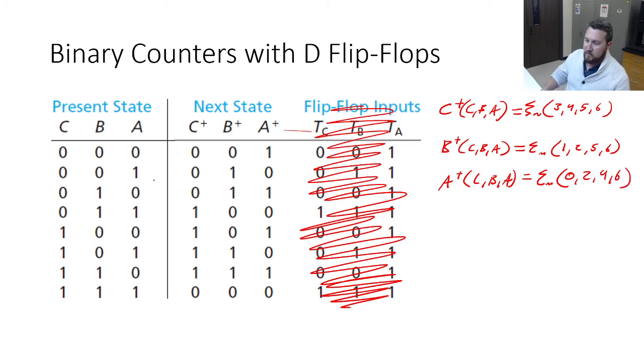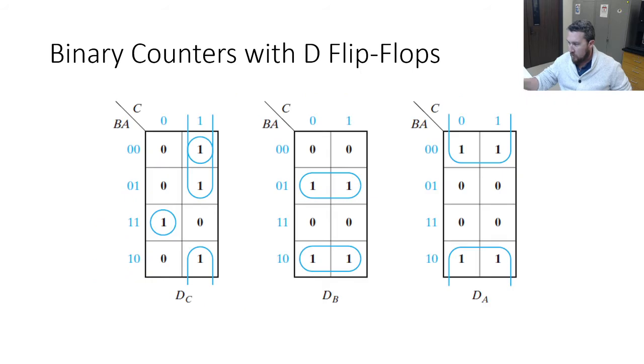Right on. So we derived these functions for C plus, B plus, and A plus, like we've been doing for combinational logic circuits the entire semester. Are there any questions about how we derived these Boolean expressions? Hopefully that should be pretty old hat for you guys at this point. Okay. So we take these and throw them into our K-maps.